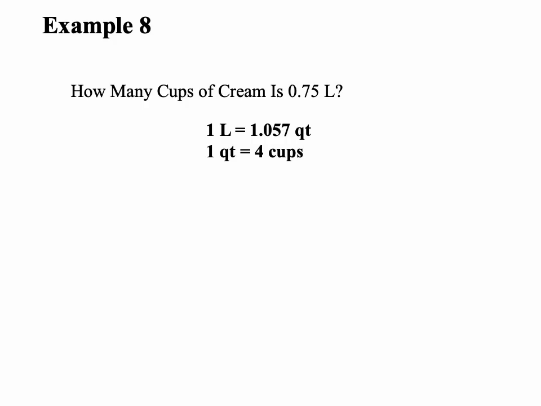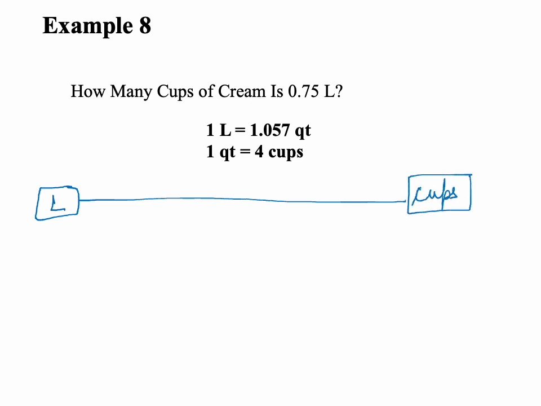Let's try another question. How many cups of cream is 0.75 liters? So what's given to me is liters, 0.75 liters. So that goes on left. The question is asking me to convert it into cups. And the conversion factors given to me are liters to quarts, and quarts to cups. What do I know? I need a relationship between liters and cups, but that's not given to me. You need a direct relationship. If that is not given to you, you always need to find a connecting link between these two units.